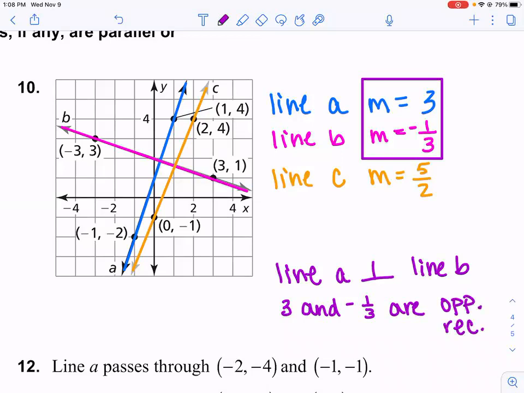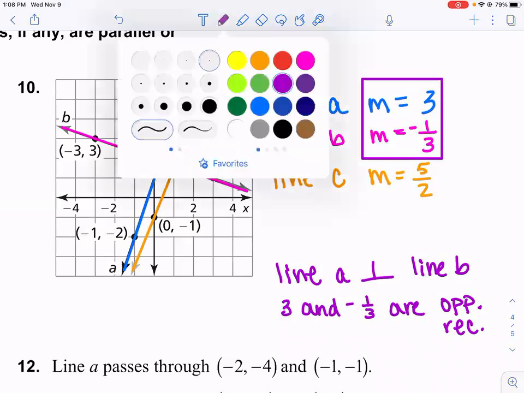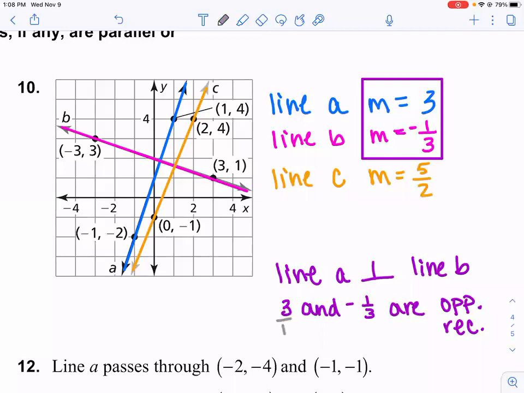Okay, I'm gonna abbreviate because I don't have room. But if we flip 1/3, we get 3/1. So these are opposite and they're reciprocals if we think of this as being 3/1. Okay, it's technically 3/1, we just don't write it as such. All right.